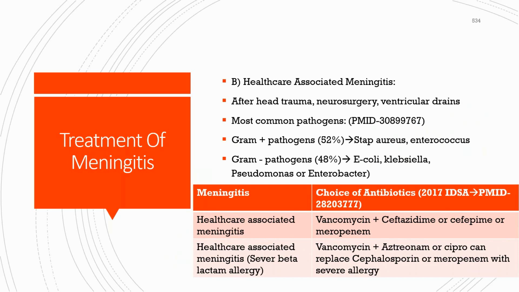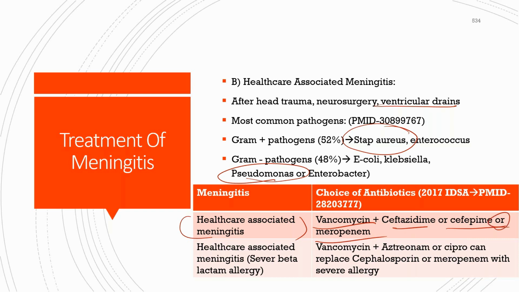Healthcare associated meningitis, let's say the patient has had a neurosurgical procedure or a ventricular drain placed. This is healthcare associated meningitis after a procedure. In this condition, you will worry about MRSA and you will worry about gram-negative organisms. So you are worried about both MRSA and Pseudomonas. So if the patient has healthcare associated meningitis, vancomycin covers MRSA, ceftazidime or cefepime for Pseudomonas, or meropenem.